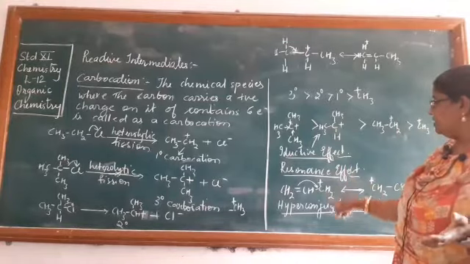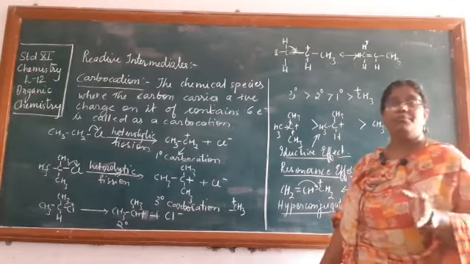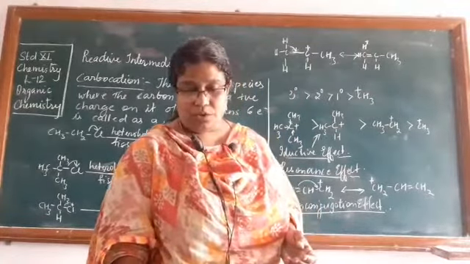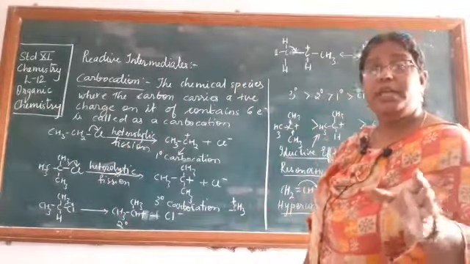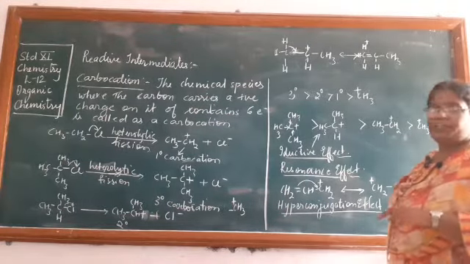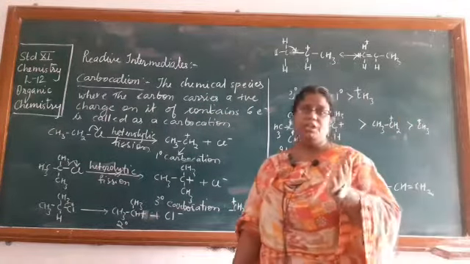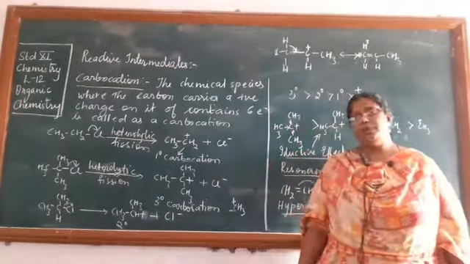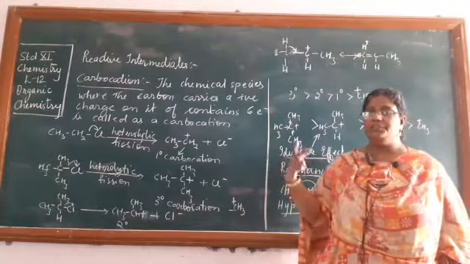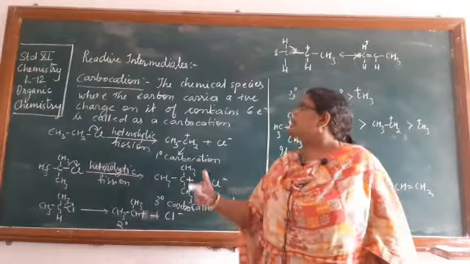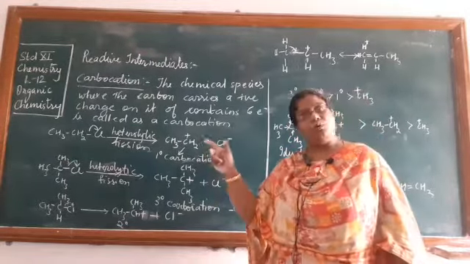Inductive effect, resonance effect, hyperconjugation effect. All of them make the carbocations more stable. Okay? So that is how you can understand the stability of the carbocation, which is a reactive intermediate. Okay? So I will stop here today. We have learned three things today. What is resonance, what is hyperconjugation, and the reactive intermediate carbocation.